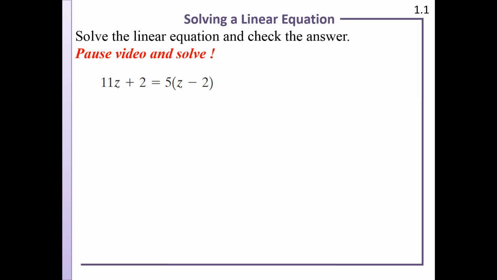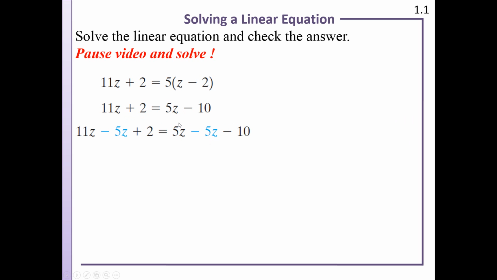Okay, so I'm assuming you solved this, so we'll go through it pretty quickly. The thing to do on the right-hand side is use the distributive property, so hopefully you did that. On the right-hand side, 5 times z is 5z, 5 times negative 2 is negative 10, and then the process is the same. You want to isolate the variable.